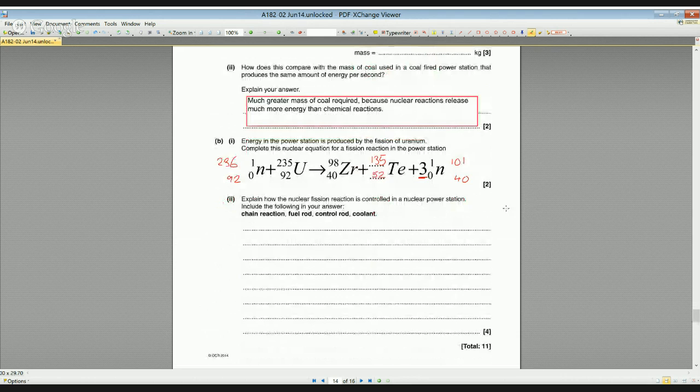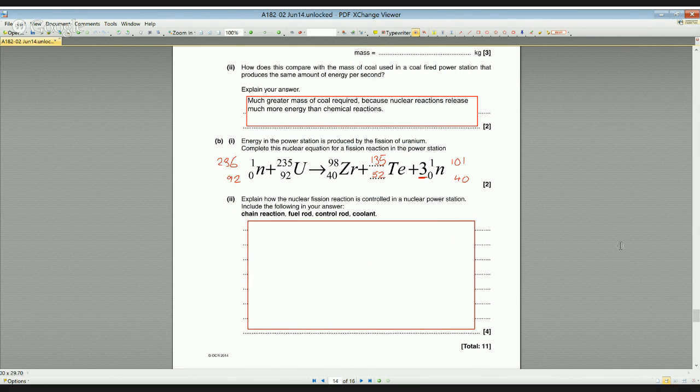Part 2. Explain how the nuclear fission reaction is controlled in a nuclear power station. Include the following in your answer: chain reaction, fuel rod, control rod, coolant. So we need to explain the fission reaction. We need to use those keywords as part of it. So in other words, we need to be explaining what each of those things is. So a chain reaction is what produces the energy.